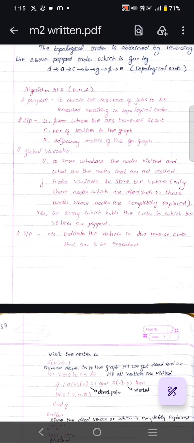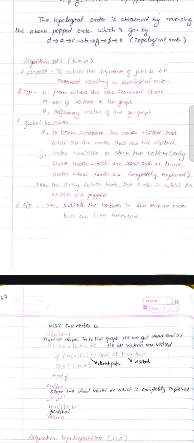Now, the algorithm of DFS. The purpose of this is to obtain the sequence of jobs to be executed, resulting in the topological order. The input is u and A. u is the vertex where the DFS traversal starts from, that is the source node. n is the number of vertices in the graph, and A is the adjacency matrix of the graph.